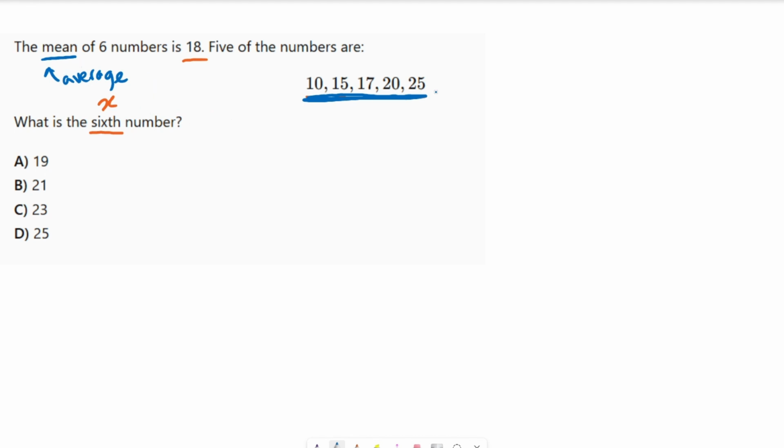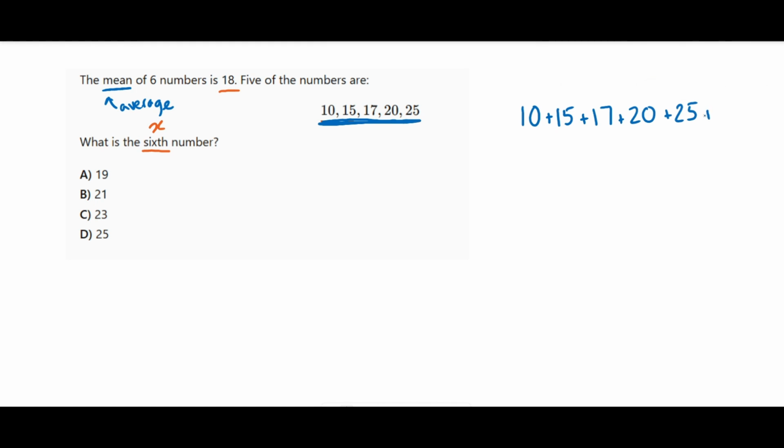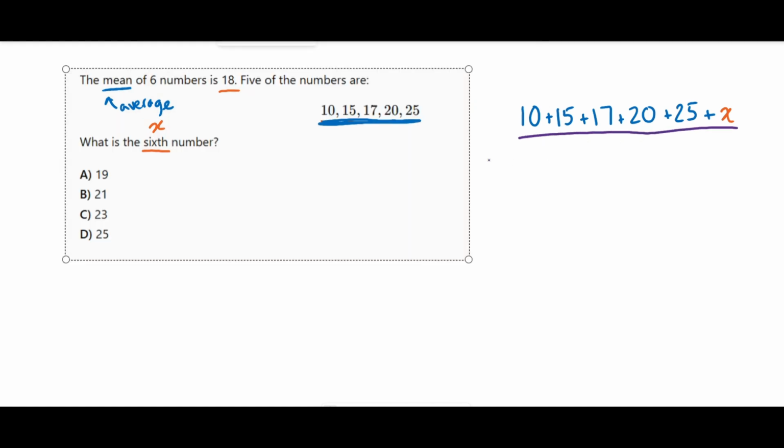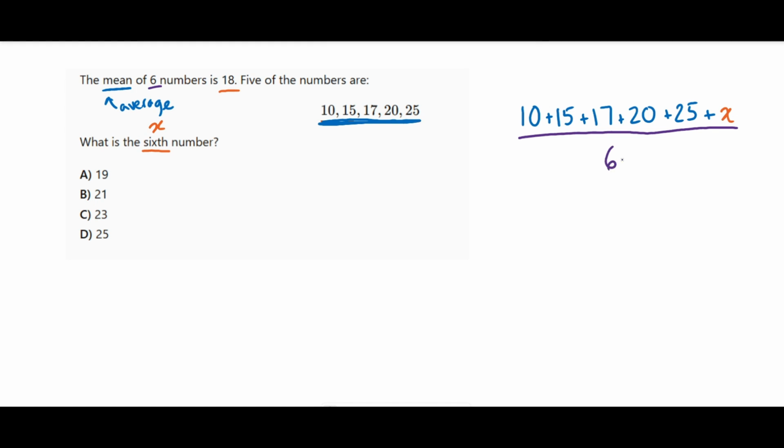No pun intended, mean. So we're going to just add 10 plus 15 plus 17 plus 20 plus 25. And we're going to also add our 6th number, which is x, right over here. And this should be over the number of numbers. The number of numbers that we have is 6, the mean of 6 numbers. So that's going to be 6. So that's going to be equal to, we are told it is equal to 18.